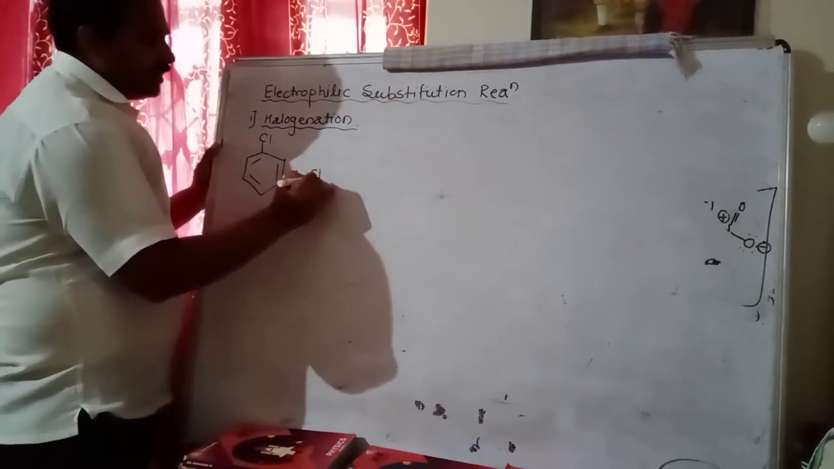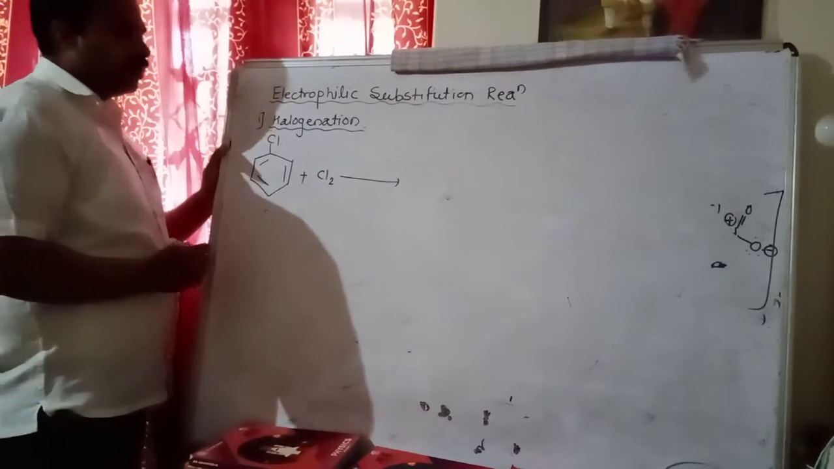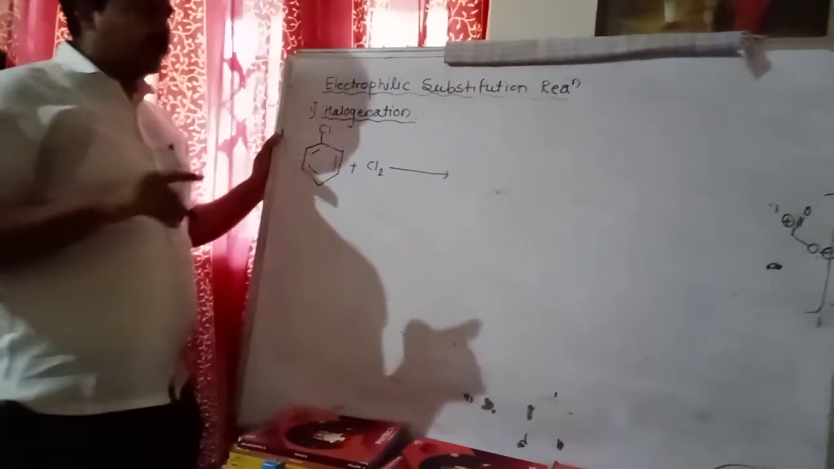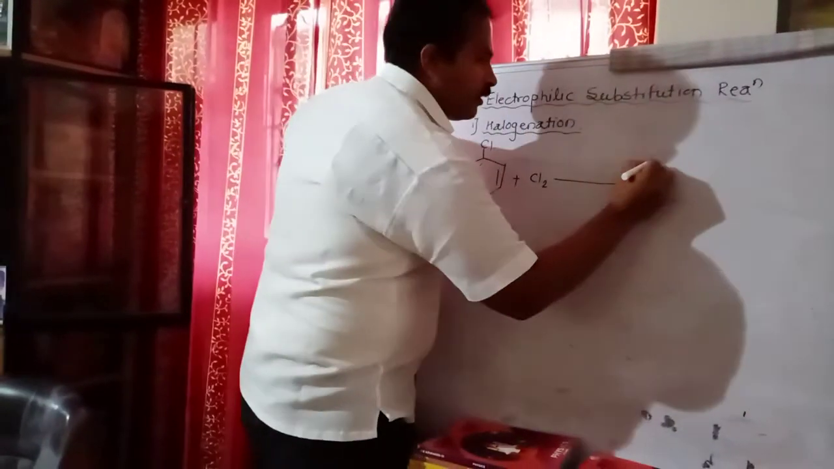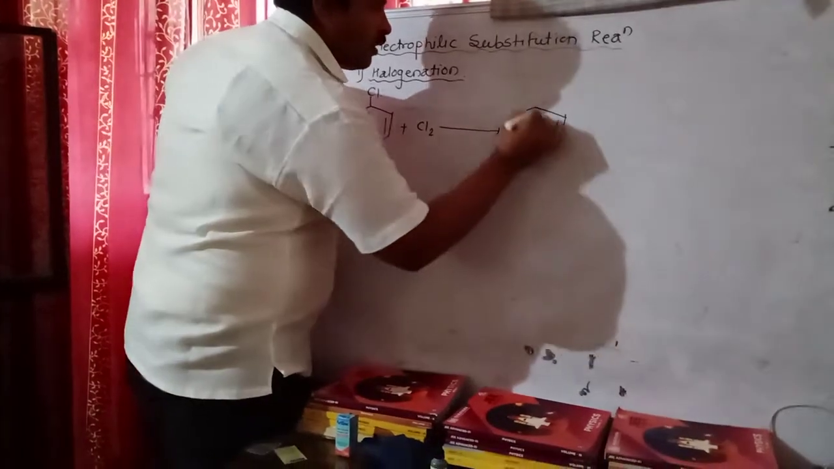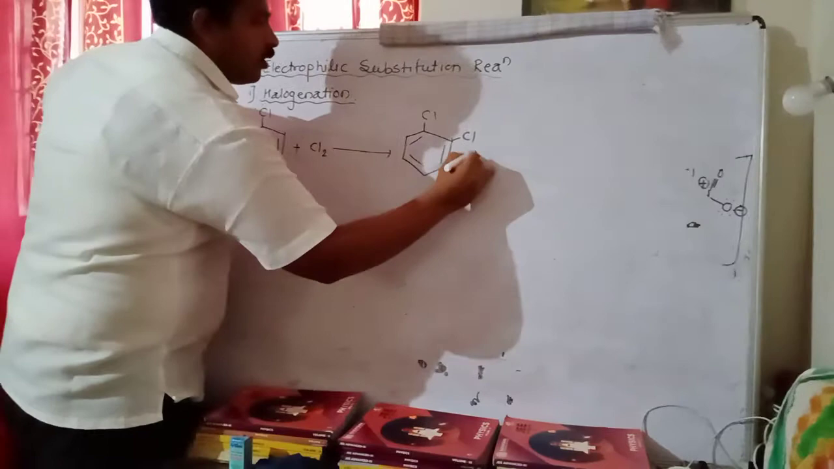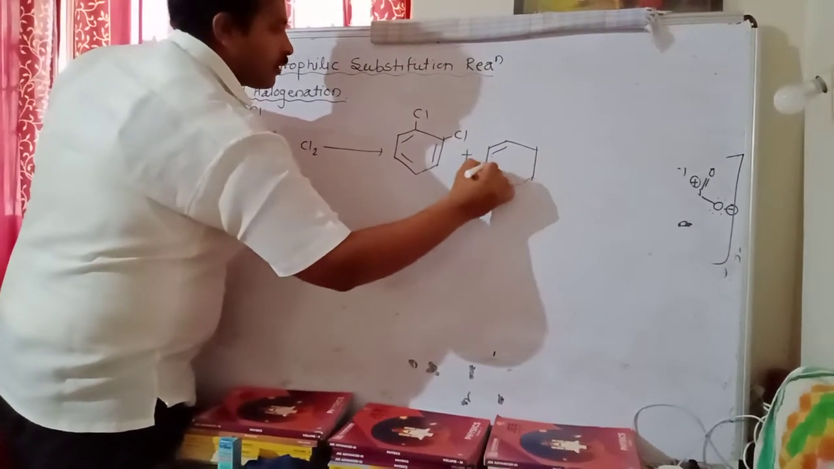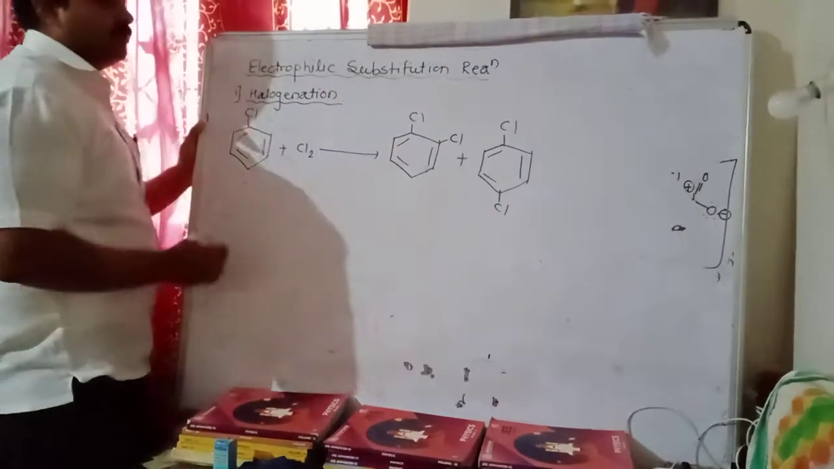Chlorobenzene is treated with chlorine. It is an electrophilic substitution reaction. You know that an electrophile carries positive charge. We get the first product, ortho substituted, and the second one, para substituted. What is the name of the compound?